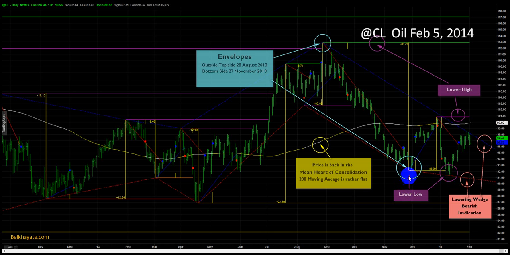Since we're down here right now, we note that the low on November 27th has been surpassed by another lower low happening earlier this month. On the top side, we actually have a lower high. The high that started the outside envelope, a new high was made approximately around the beginning of the year. If we note the two outside envelopes, this red line and the blue line form a wedge. This is a lower wedge and price is falling within that lower wedge at this time.